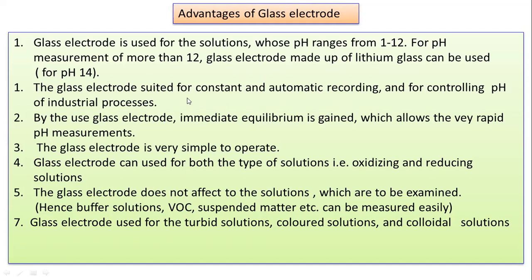Particularly, the glass electrode is well suited whenever there is a requirement of constant and automatic recording of the pH, as well as if you have to control the pH of that particular solution assembly, particularly in industrial processes. So there is a use of the glass electrode whenever there is constant automatic pH recording for the process. By the use of the glass electrode, immediate equilibrium is gained, which allows very rapid pH measurements.